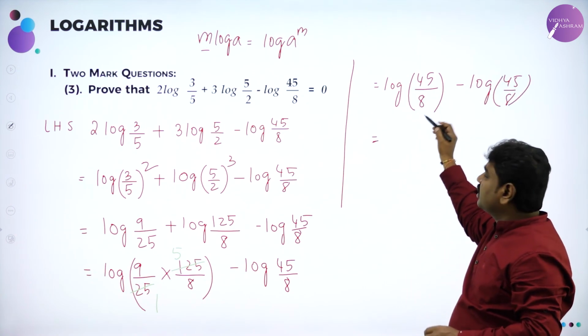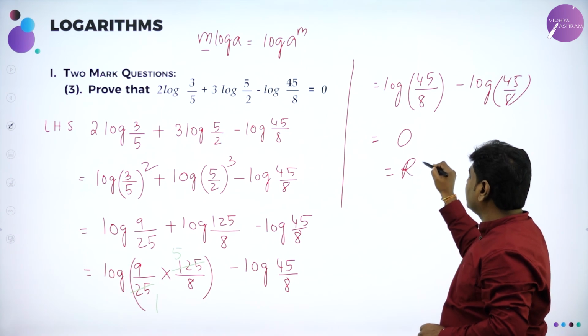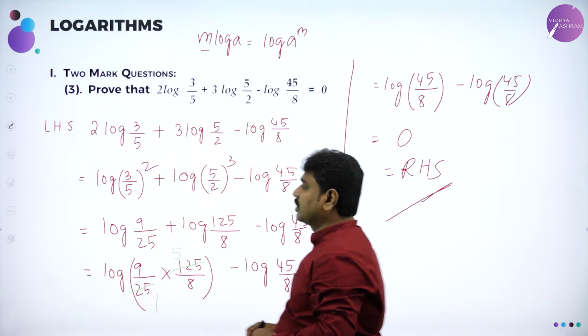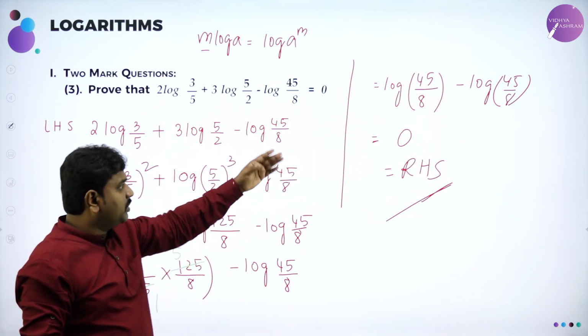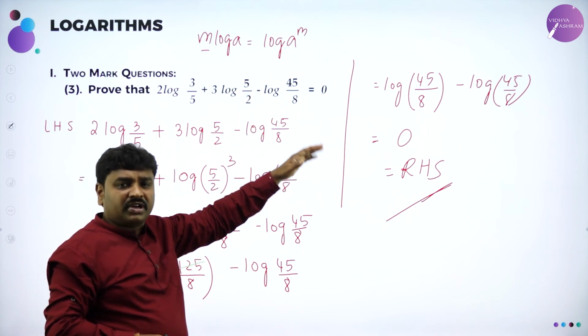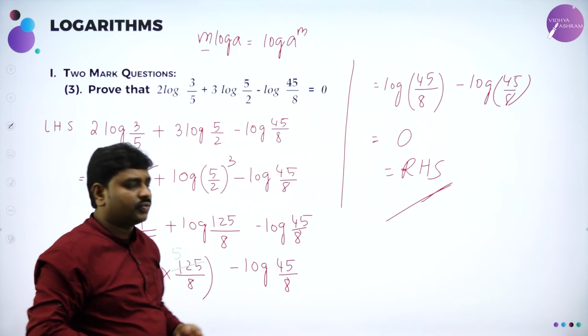These two are like terms; if you subtract you will get 0, that is RHS, hence the proof. Or if you do log A minus log B is log A by B, 45 by 8 by 45 by 8 cancels, it becomes log 1, which is 0, one and the same.